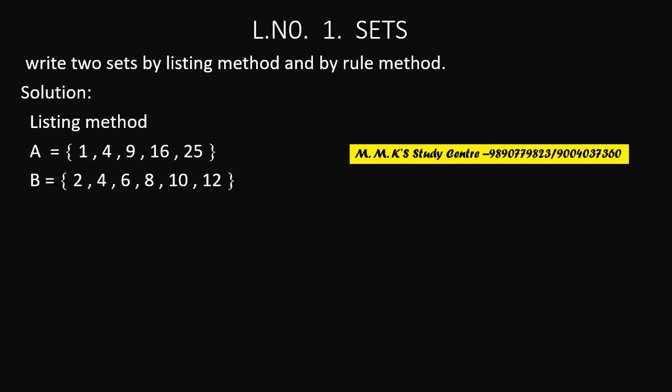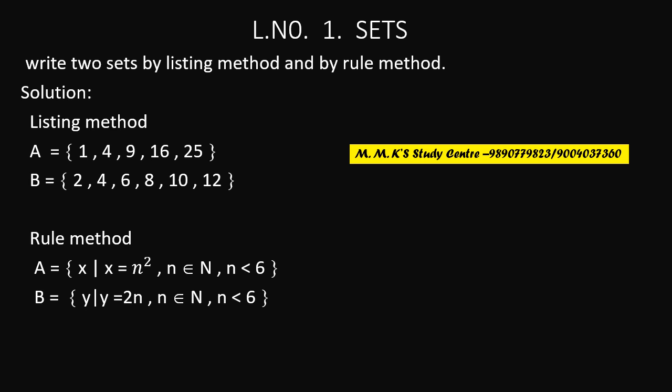Now we'll see the rule method examples. So rule method, first example, A is a set of X such that X is equal to N square, N belongs to natural numbers and N is less than 6. It means N value will be 1 to 5. Okay. Second example, B is a set of Y such that Y is equal to 2N and N belongs to natural numbers and N is less than 6. So again here N value you can take 1 to 5, children.